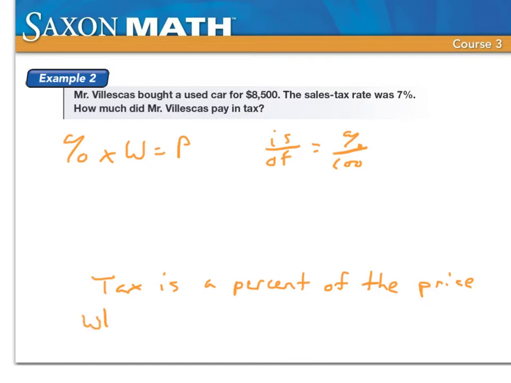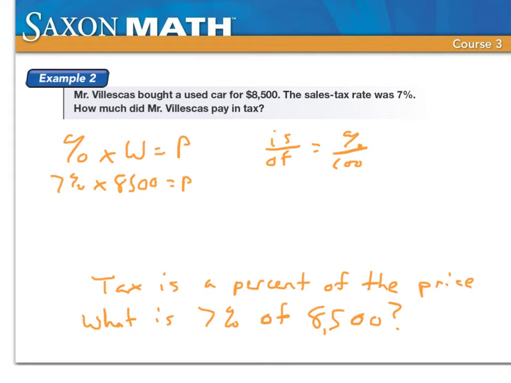So I want to know what is 7% of $8,500. That's what I'm trying to find out. What is 7% of $8,500? So either method, if we use this one, I know it's 7% times, I know the whole here. The whole is the total amount I paid, $8,500. And that's going to equal my part, how much I paid in tax.